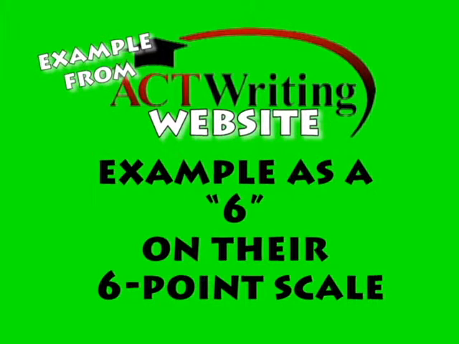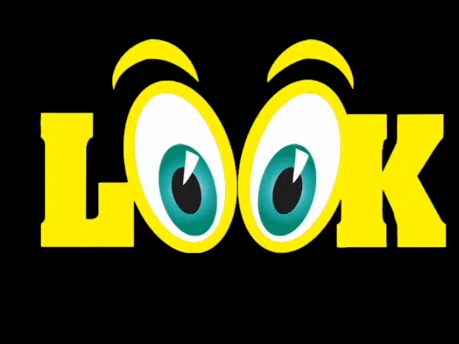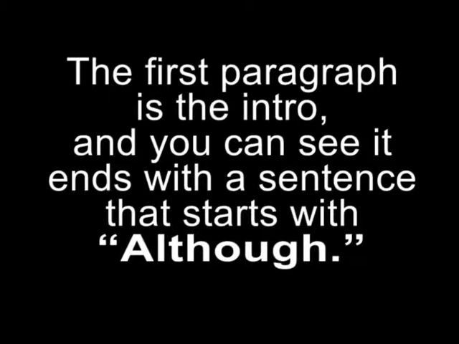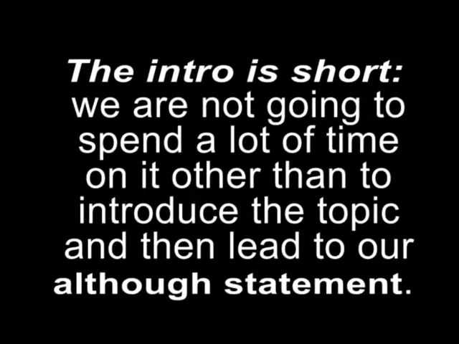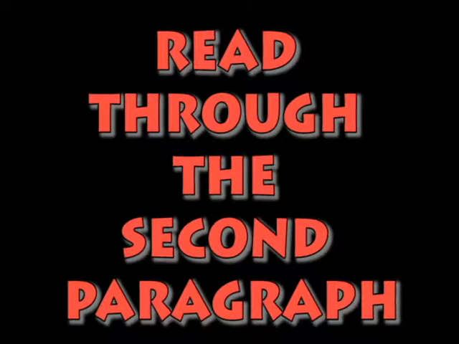Now this is from the ACT website, and they offered this example as a 6 on their 6-point scale. In other words, it's what they're looking for. The first paragraph is the intro, and you can see it ends with a sentence that starts with although. It looks as though they basically agree with perspective number 1, but notice how they bring in the idea from perspective number 2. The intro is short. We're not going to spend a lot of time on it other than to introduce the topic and then lead to our although statement. Now, take a moment to read through the second paragraph.